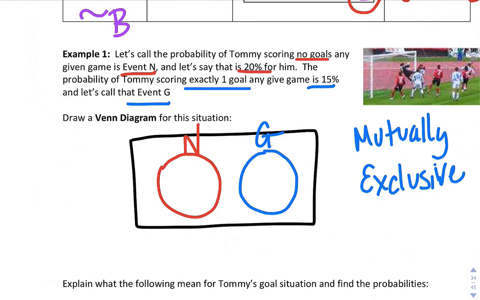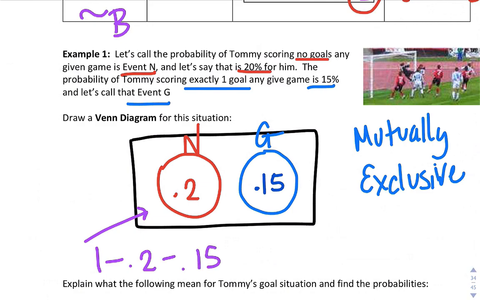Let's write in our probability. No goals is 20%, so 0.2, and a 0.15 chance of exactly 1 goal. And then the whole sample space is 100%. So to find the outside here, that he scores more than 1 goal, it would be 100%, or 1, minus the 0.2 minus the 0.15. That leaves 65% here on the outside that he could score more than 1 goal.